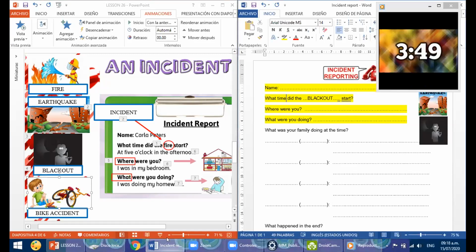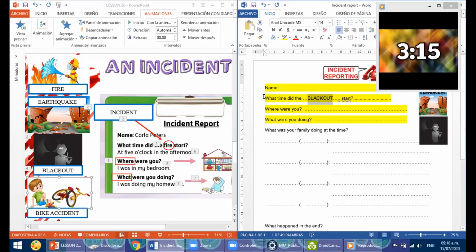You have a model. Name, complete your name. What time did the blackout start? Here, please, choose one incident. Could be blackout, could be a fire, earthquake, bike accident, could be other. I sprained my ankle, I hurt my back, okay? Could be I lost my pet. The incident, no, I lost my pet. Where is going to be my pet?